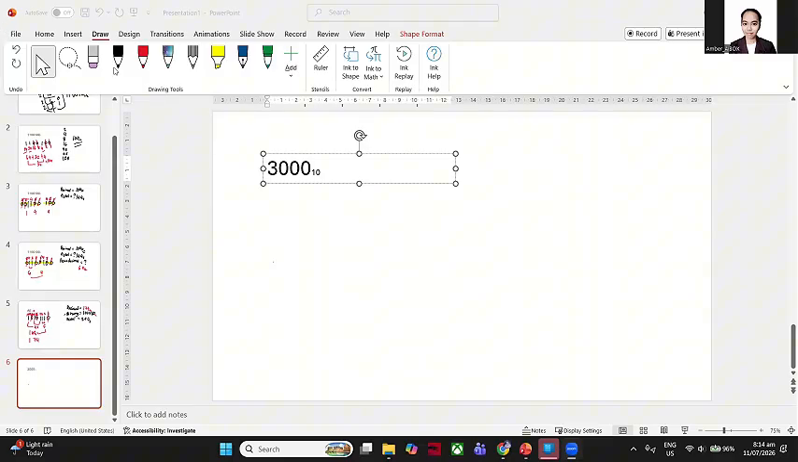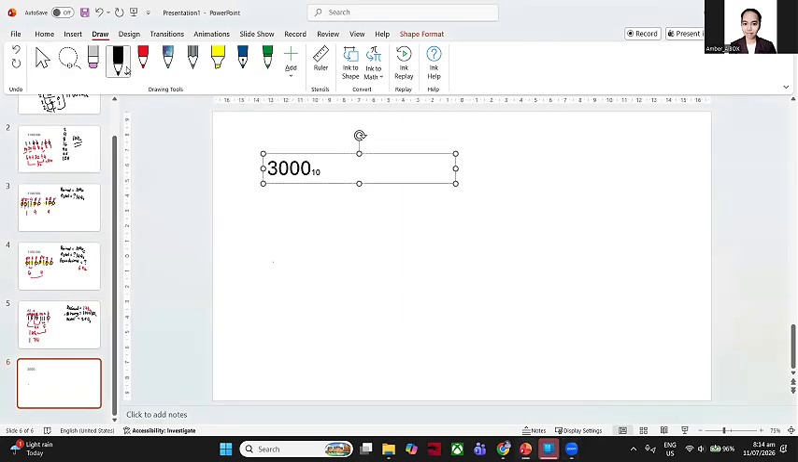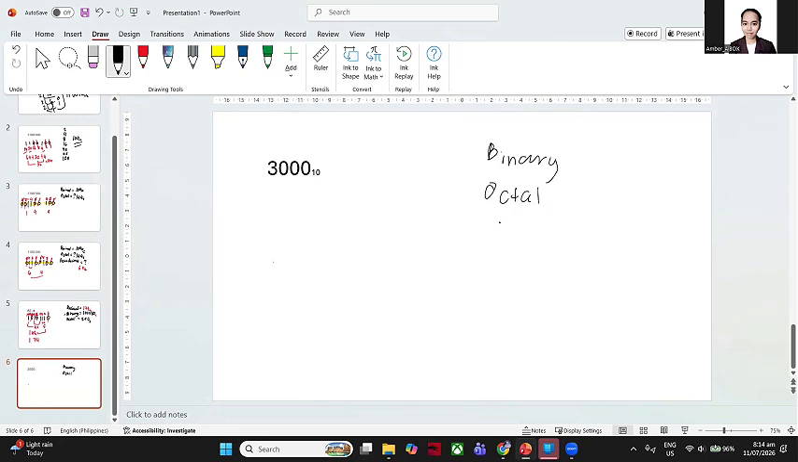Okay, so now we have our hexadecimal. Now we have another example for decimal, which is 3,000 in decimal format. So now we are going to find the binary, octal, and hexadecimal.